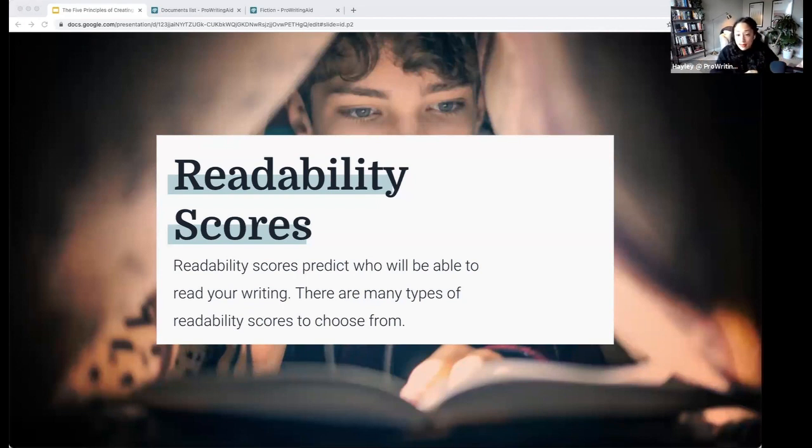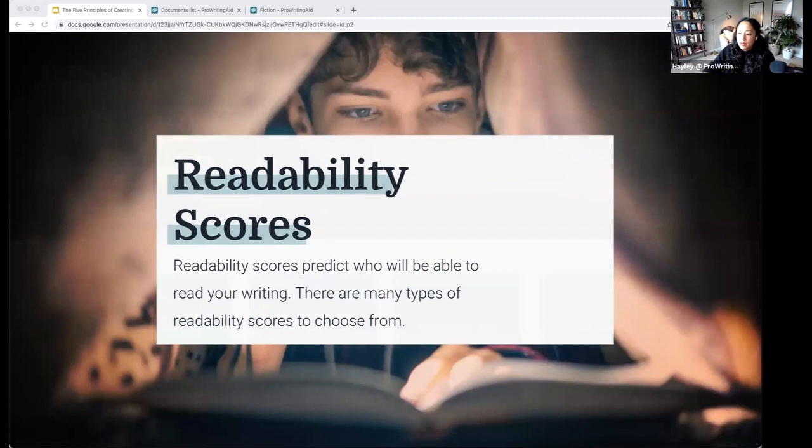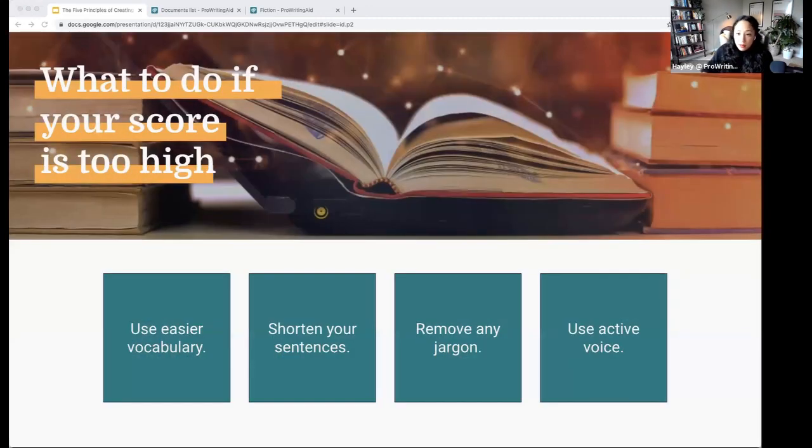Again, for romance novels, we typically want our romance novels to have a readability score of 7th grade or below to be the most accessible and enjoyable for our audience. That does not mean that most of our readers will be 12 or 13-year-olds. Hopefully they will not, but that's the enjoyable, accessible reading score for most of our audiences. So what to do if your score is so high?